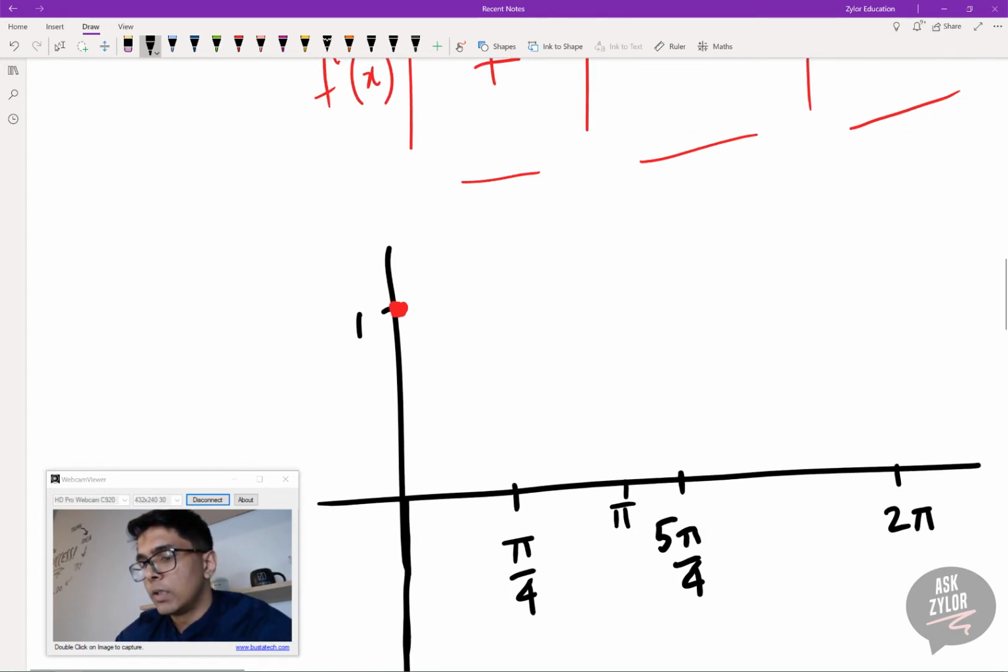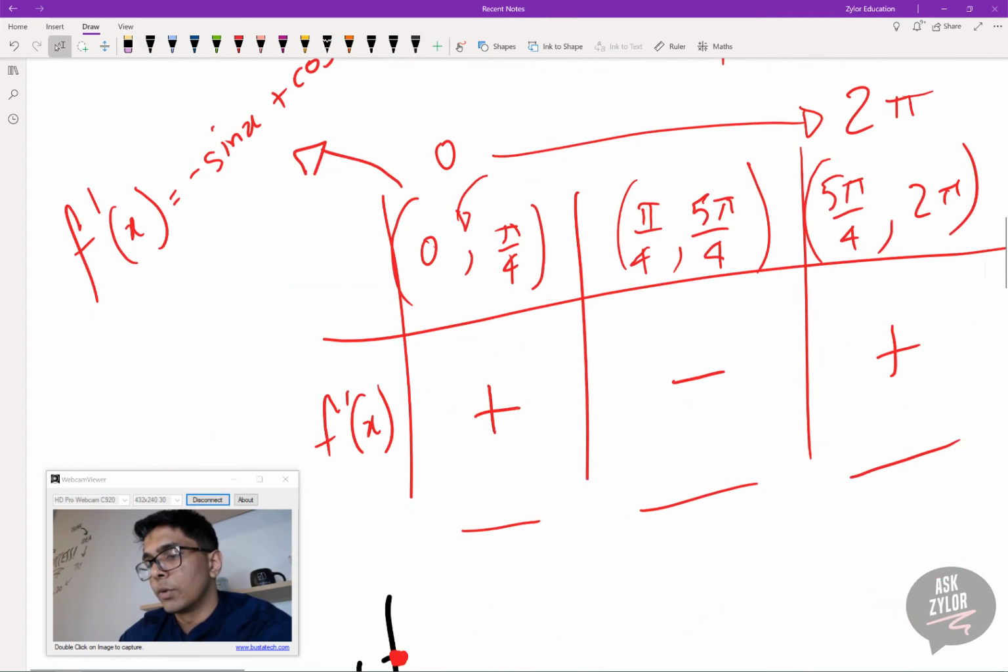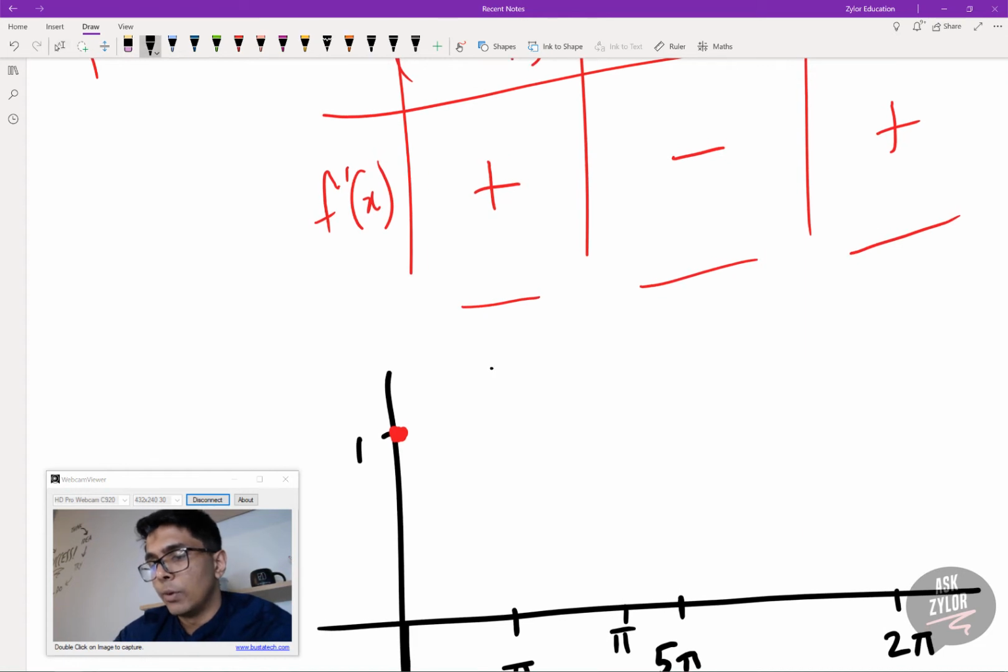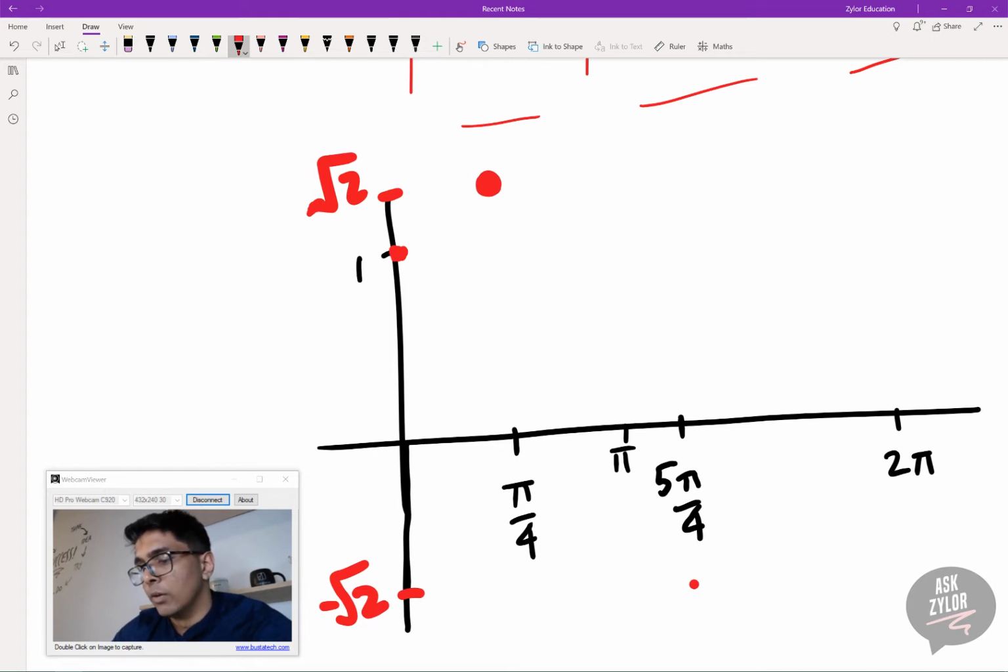So what do these 2 points, the critical points, mean? They're going to be one of my local min-maxes. So I have square root 2 and negative square root 2. So the maximum point is going to be when it's square root 2, and my minimum point at 5 pi over 4 is going to be negative square root 2. So I know my maximum is going to be at pi over 4, my minimum is going to be at 5 pi over 4, and I know enough to graph this.